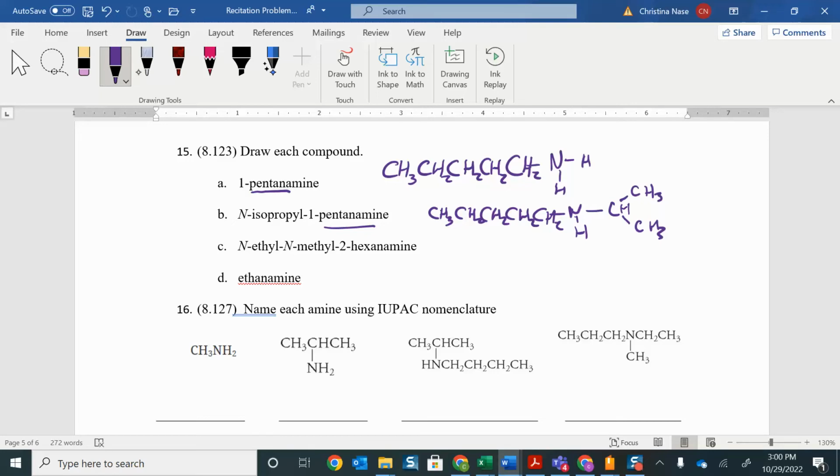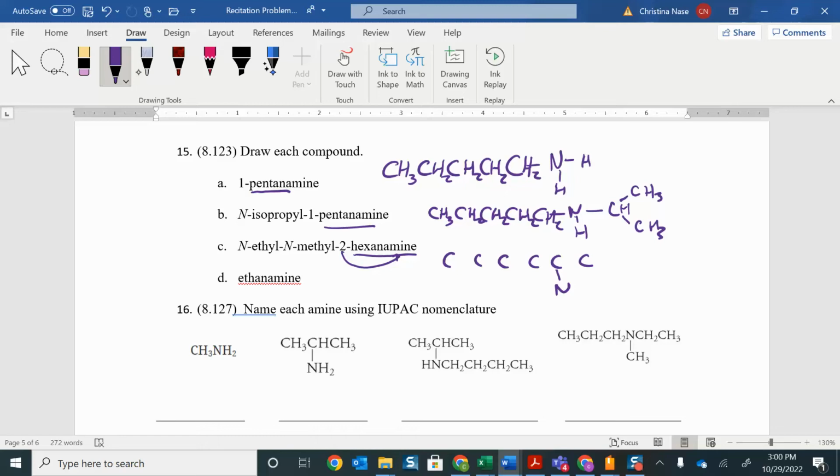In the next one, now I have hexanamine and a 2. That means the nitrogen is going to come off of the second carbon, and I'm going to have 6 carbons. So I've got 1, 2, 3, 4, 5, 6 carbons. The 2 corresponds to the amine, so I have 1, 2, and I'll put it over here. That's where my nitrogen is going to go. And then I can see the rest of this.